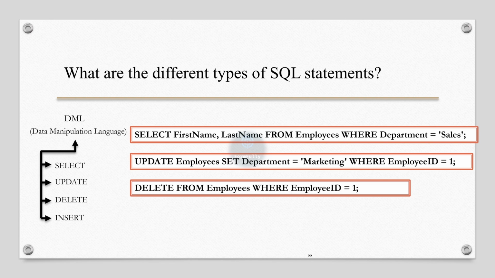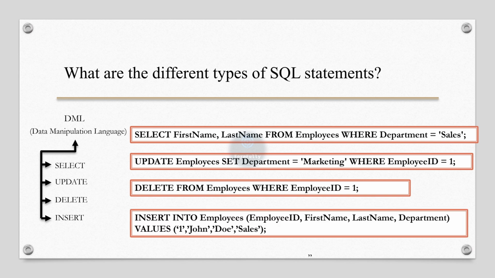Delete statement. Delete is used to remove data from a table. So simple statement, delete from table name employee, where employee ID equals to 1. It will delete the records of employee ID 1. Next is insert command. Insert command is used to insert new records into a table.